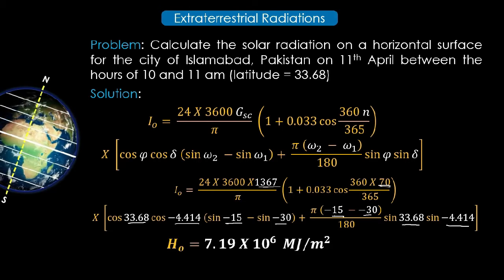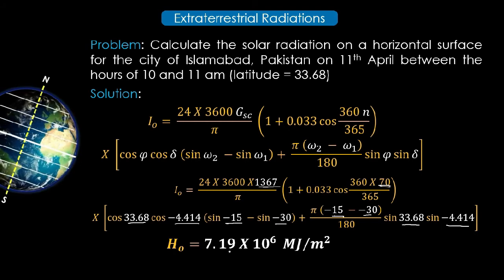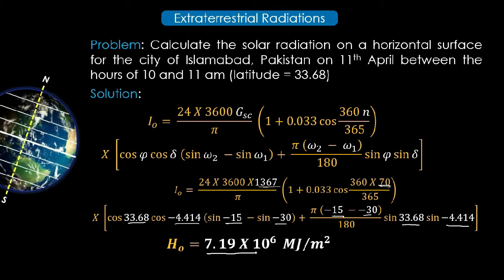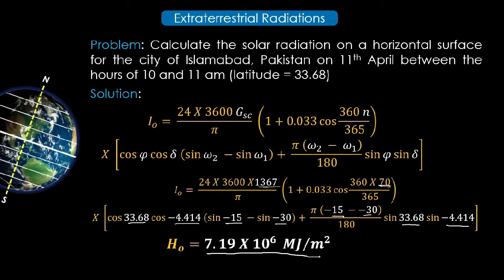After computing, we get the value of radiation between 10 a.m. and 11 a.m. on 11th March in the vicinity of Islamabad. Its value is 7.19 times 10 raised to 6 megajoules per meter square.